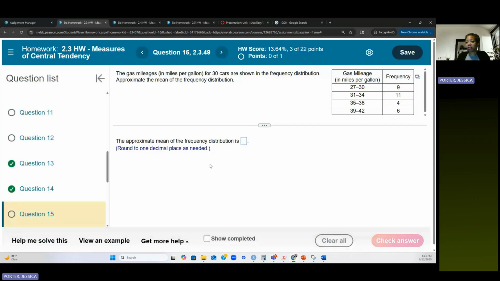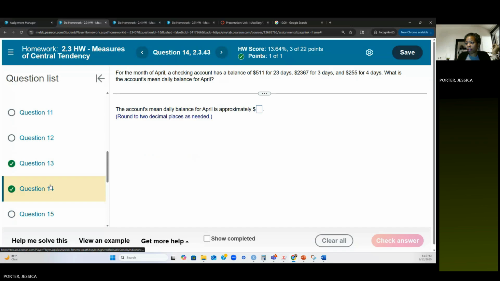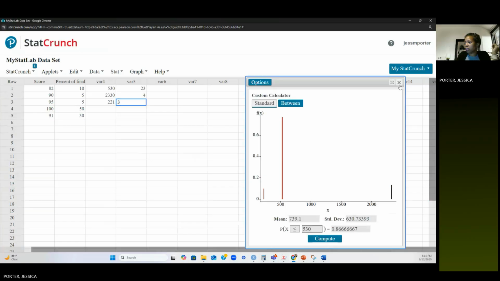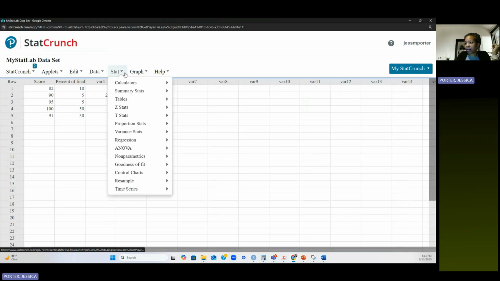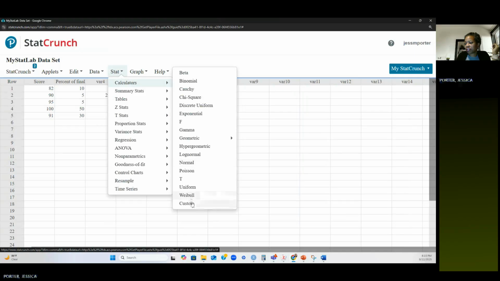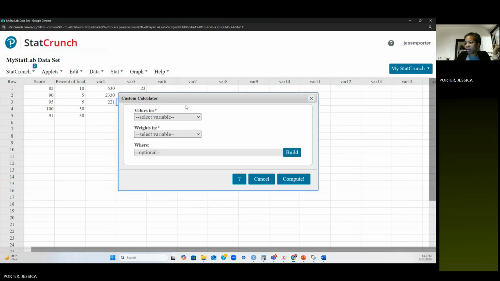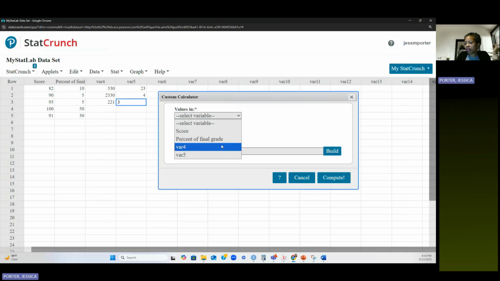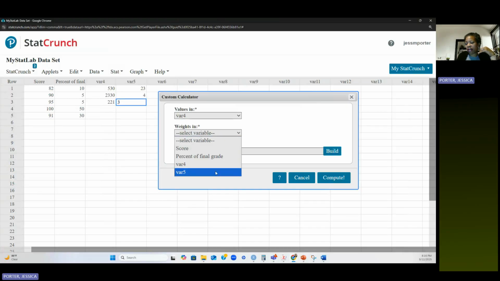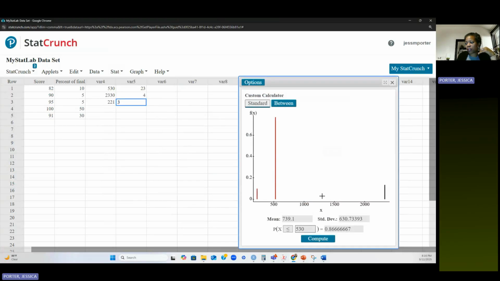Okay. Now we're going to do the next thing. Weighted mean. Any questions on the weighted mean? Could you do it again with the calculator one more time, please? Yeah. Let's go to Stat, Calculators, then Custom. The values are in, for this last one that we did, VAR 4. And the weights are in VAR 5. And then compute. And the mean they give you is down here at the bottom.